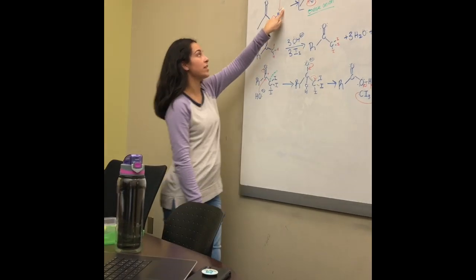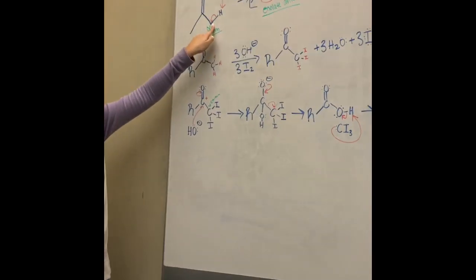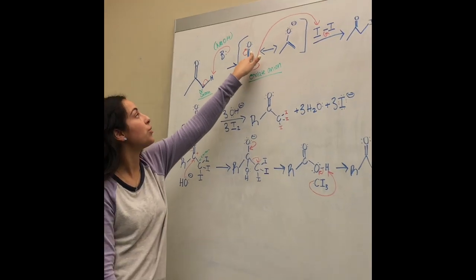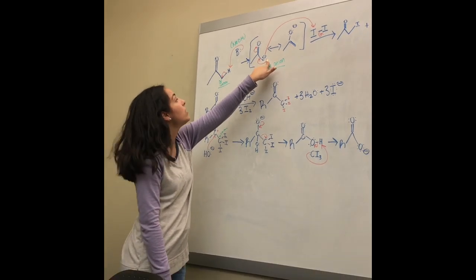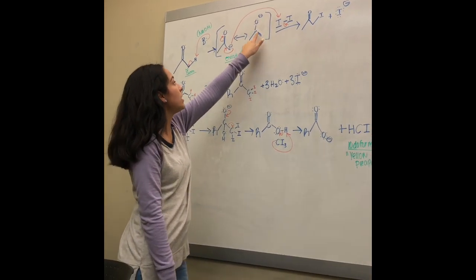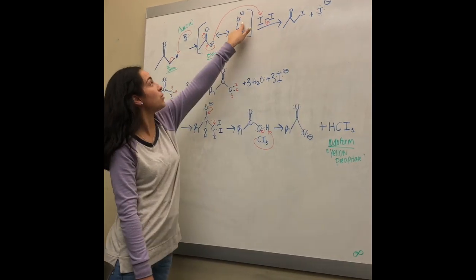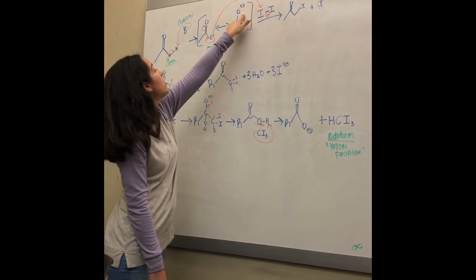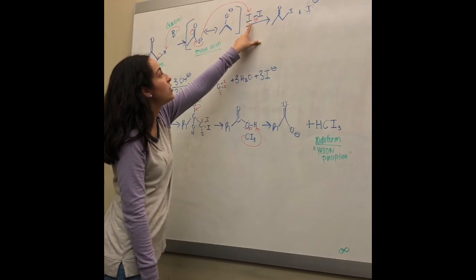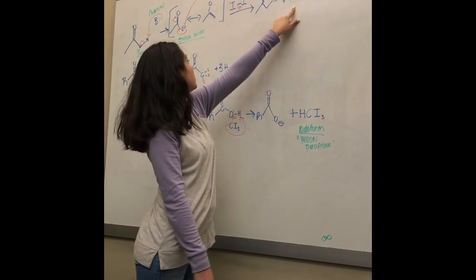its electrons attack to grab this hydrogen, which then breaks the bond and forms an enolate ion. An enolate ion is a carbonyl group with a negative carbon. So this enolate ion has resonance, which forms a double bond and then pushes the electrons up to form a negative oxygen. The enolate ion is what attacks the iodines, which then form this compound.